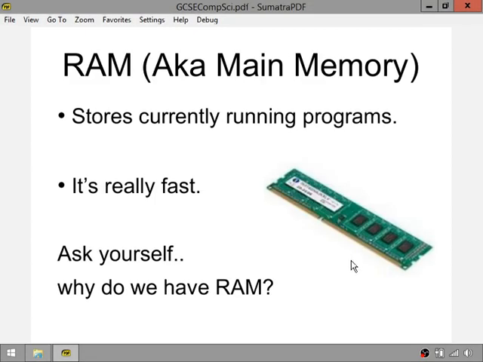So first of all, we're going to talk about something called RAM. What is the purpose of RAM? RAM stores currently running programs on your computer. It's really fast. But I want you to think about, why do we have RAM?